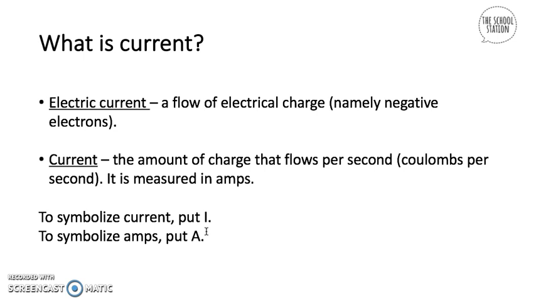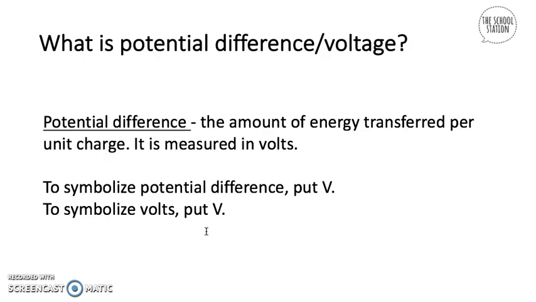So now that we've explained what current is, we can look at what potential difference, or voltage, is. Potential difference is the amount of energy transferred per unit charge. It is measured in volts. So this time we're looking more at energy: the amount of energy transferred per unit charge, and it is measured in volts.